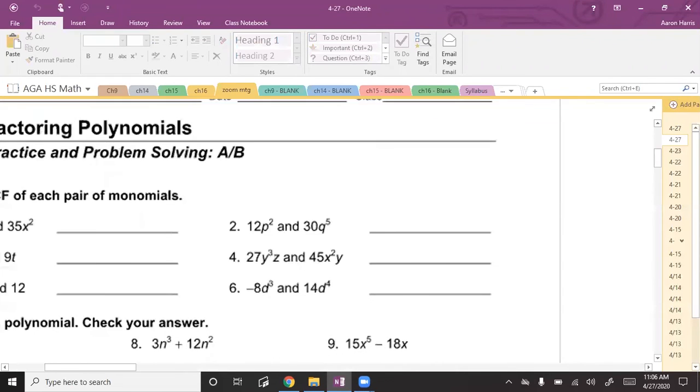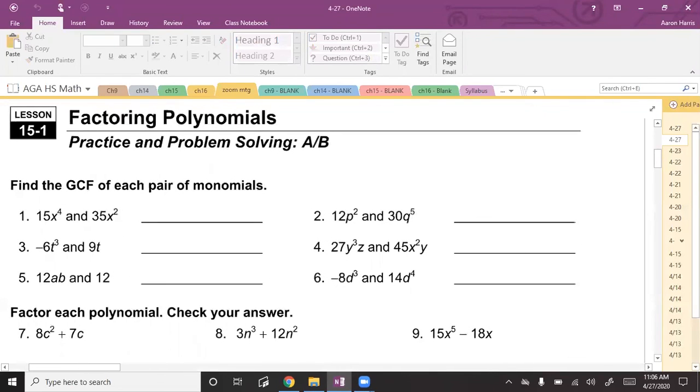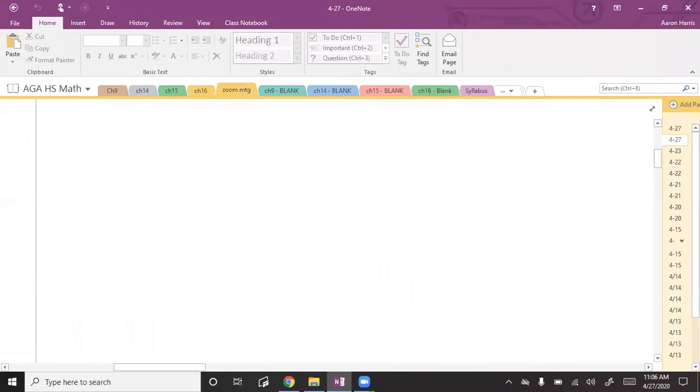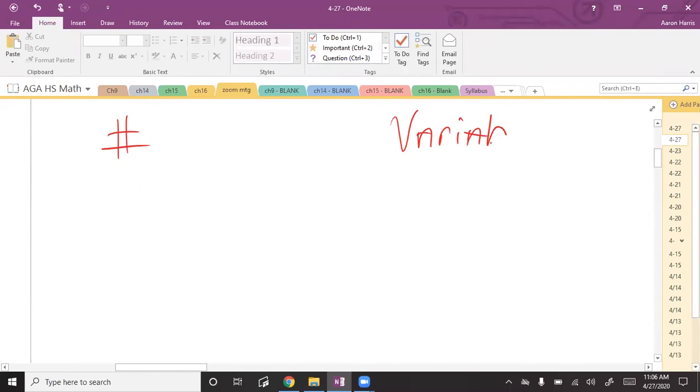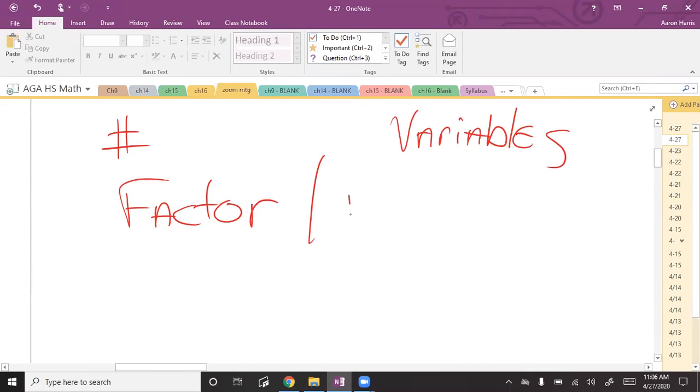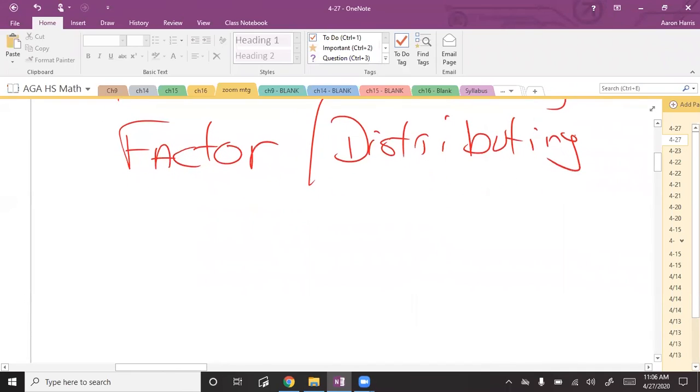First things first, 15-1 is about factoring polynomials. You have to make sure that you understand how to do numbers by themselves, and then you have to be able to do variables by themselves. Now, the way we explain factoring is opposite of what? Distributing. And we spent plenty of time with distributing.